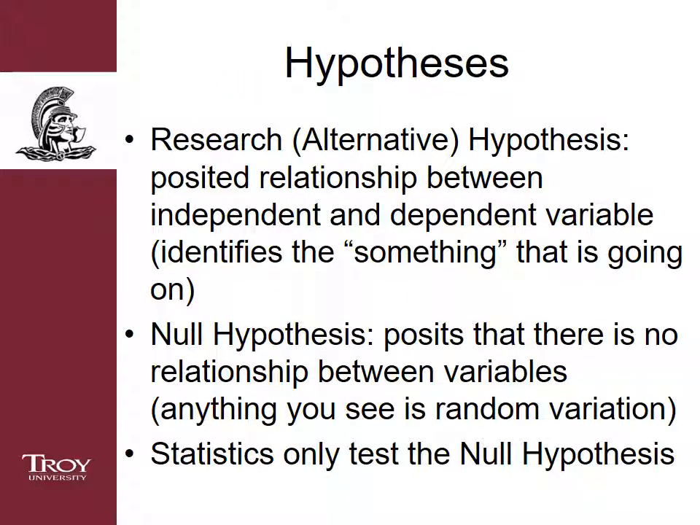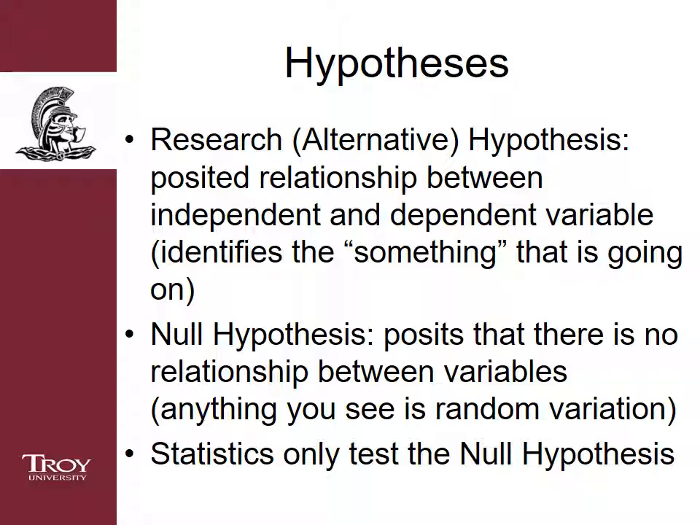Okay, hypotheses. You have the research hypothesis, often referred to as the alternative hypothesis. And that name, alternative, only makes sense when you have this whole process of statistical inference in your head. Okay, so we're going to put a pin in that for a couple seconds. But the research or alternative hypothesis is the posited relationship between the independent and dependent variable. In other words, it identifies the something that we think is going on in the situation.